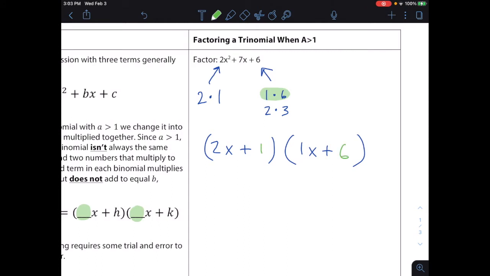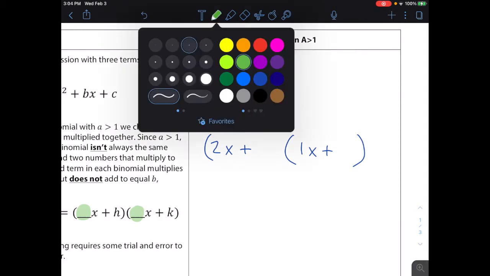And then if I think about distributing here, I'm going to distribute this one to that one and this one to that one. So 2x times 6 is 12x. 1 times 1x is 1x. And if we add those together, we get 13x. And that's not what we want, because what we want is 7x. Okay, so that didn't work. All right, so what that means is I'm going to erase those numbers, and I'm going to switch their spots. So I'm going to put the 6, whoops, I erased more than the numbers there, hold on.